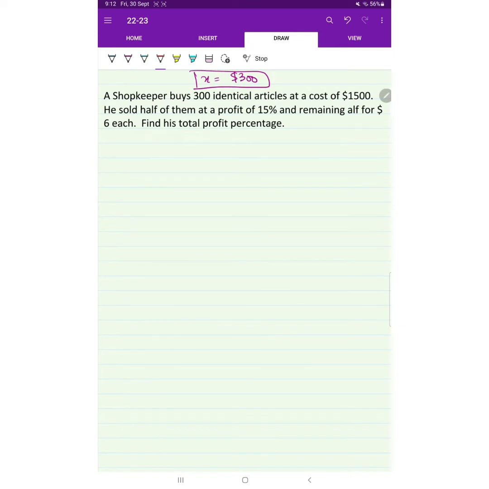Alright, again, question number, whatever the question is. A shopkeeper buys 300 identical articles at a cost of 1500. He actually paid 1500 for 300 articles. So of course for one article it will be 1500 upon 300. That means $5 is the cost price of one article. He sold half of them at a profit of 15%. This would mean half, which is 150 articles, at 15% profit.